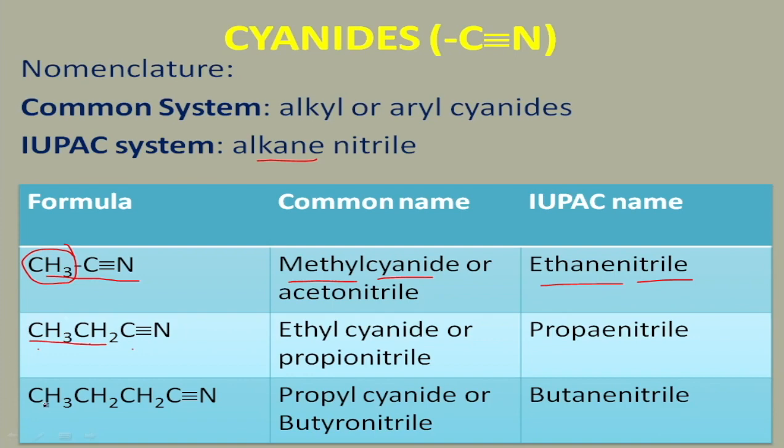Third one, with 1, 2, 3, 4 carbon atoms: propyl cyanide or butyronitrile, IUPAC name butane nitrile.